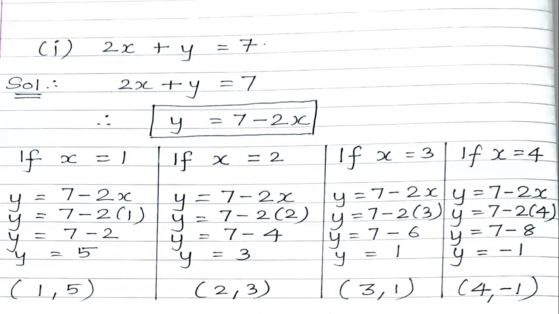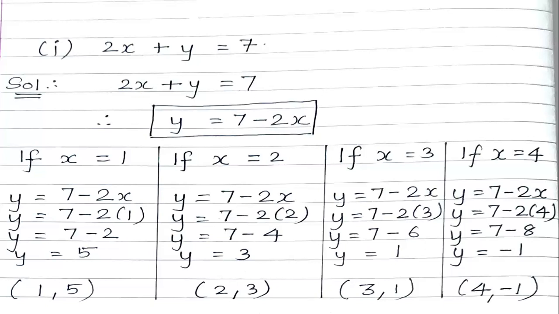And when x was equal to 1, what answer did I get for y? 5. So 1 comma 5 is a solution for the equation 2x plus y is equal to 7. Every time the x coordinate is written first and then the y coordinate. And hence I did mention 1 comma 5 as a solution for the equation 2x plus y is equal to 7.